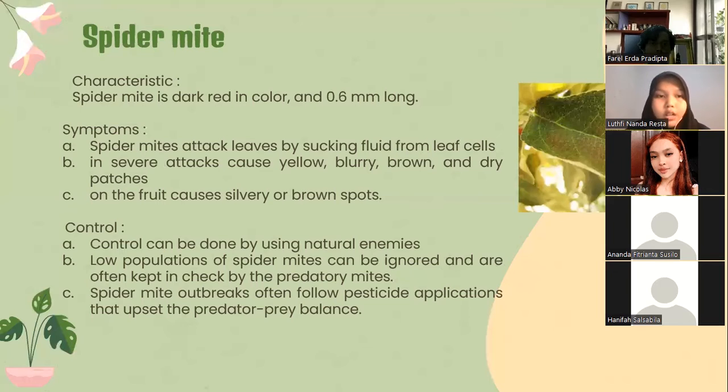How to control? Control can be done by using natural enemies. Next, a low population of spider mites can be ignored and is often kept in check by predatory mites. And then last, spider mite outbreaks often follow pesticide application that upsets the predator-prey balance.